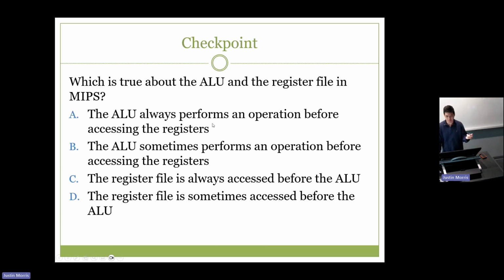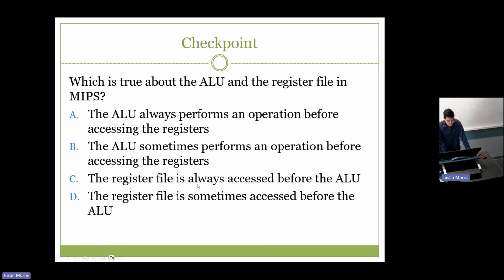So the ALU cannot perform an operation before accessing. We need to get the data from the registers first, right? So we can't always perform an operation before accessing the registers. So it's not A, because we don't have anything to operate on. So then it's C or D.